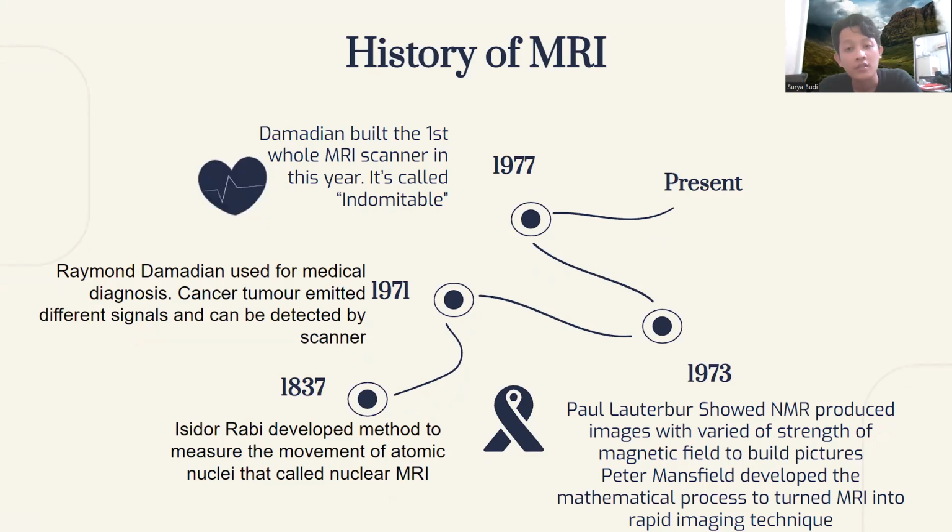And then next, in 1977, Damadian built the first whole-body MRI scanner, which is called Indomitable, whose concept we still use until now.